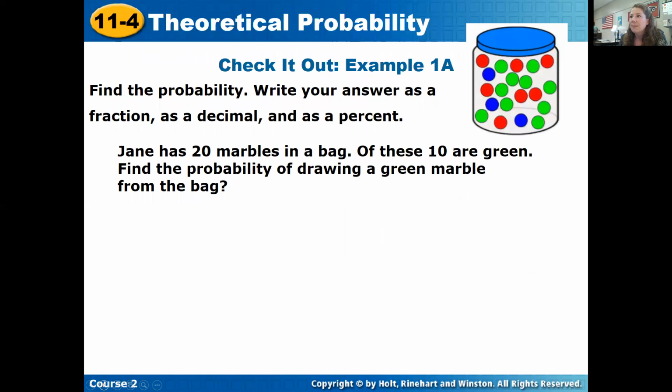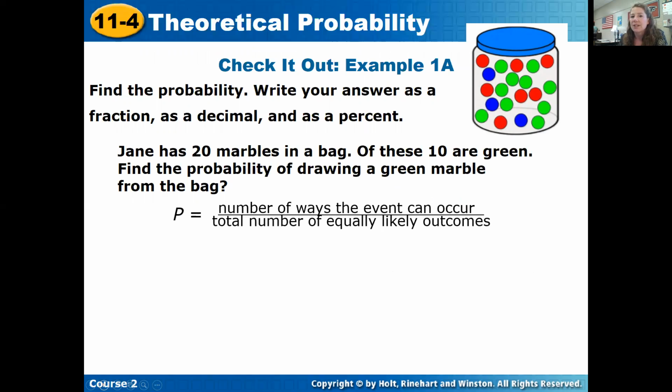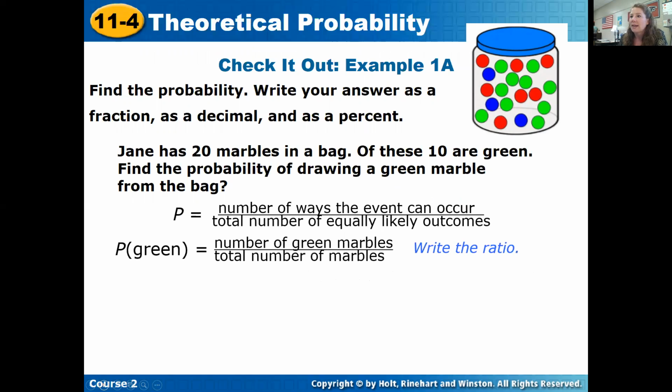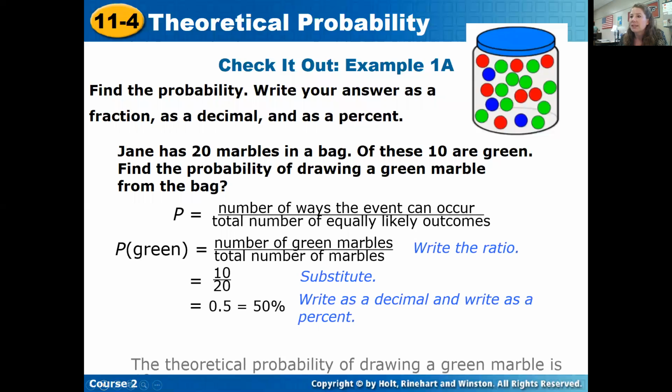Yep, that's right. All right, now we have a jar of marbles. There are 20 of them in there. Find the probability of drawing a green marble from the bag. Well, if there's 10 out of 20, that means that there is a 50% chance of getting a green marble out of the bag. 1 to 2 or 50%.